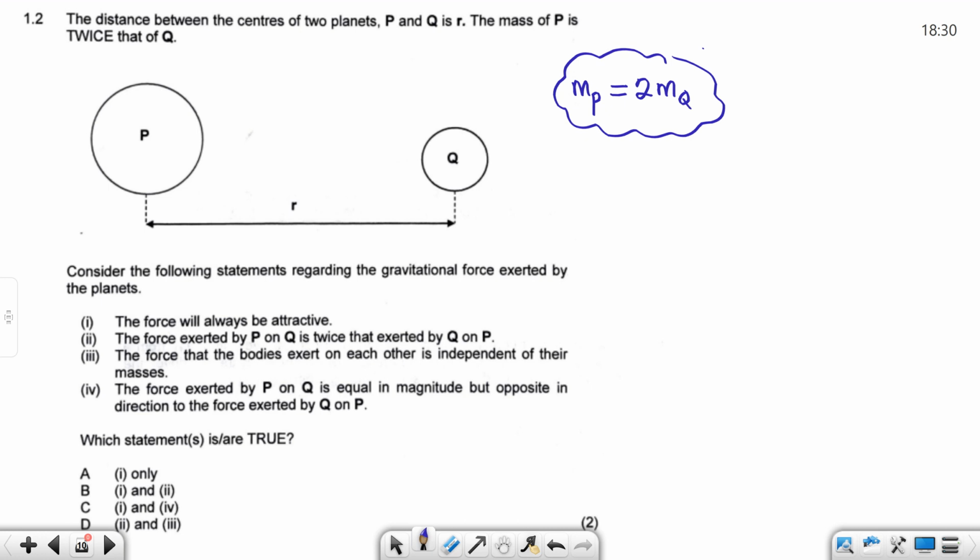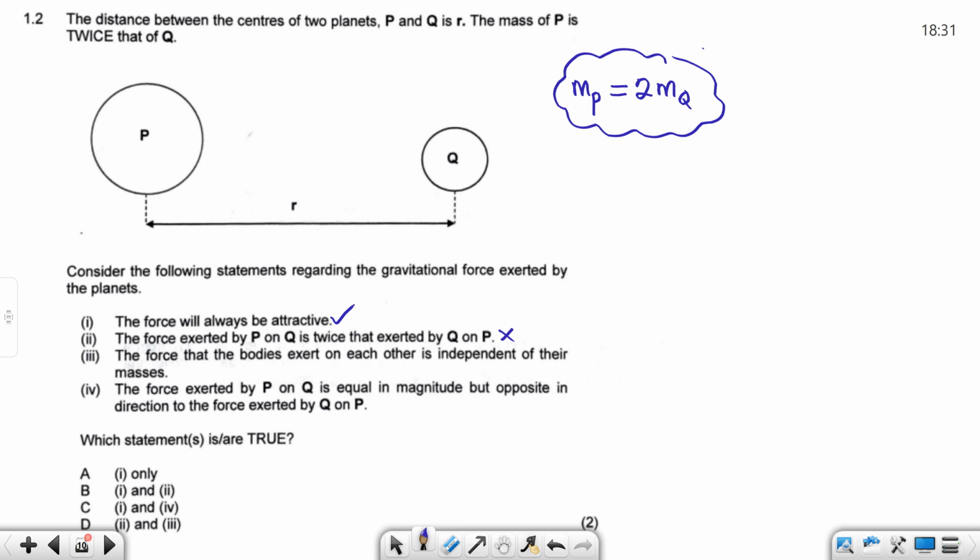The force exerted by P on Q is twice that exerted by Q on P. If object A exerts a force on object B, object B should do what? Exert a force back on object A, which is equal. We said 1 is correct, right? Objects will always attract, this is not electrostatics where we talk about charges. So this one, 2, is wrong. Why is it wrong? According to Newton's what? Third law.